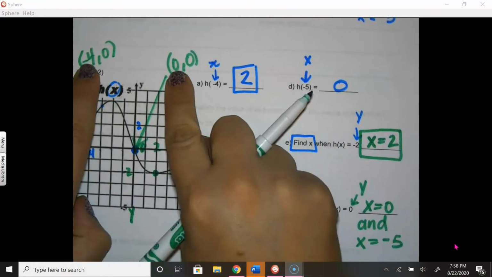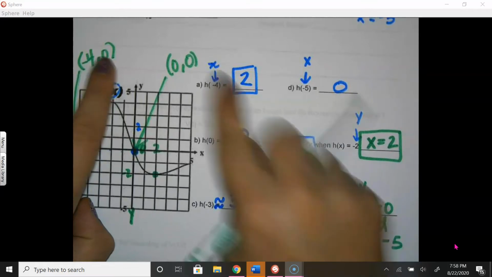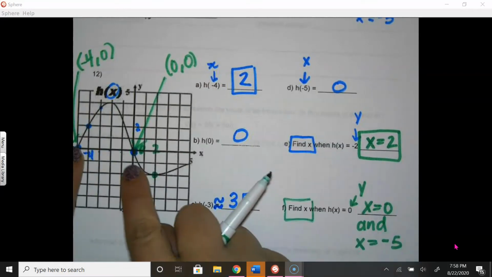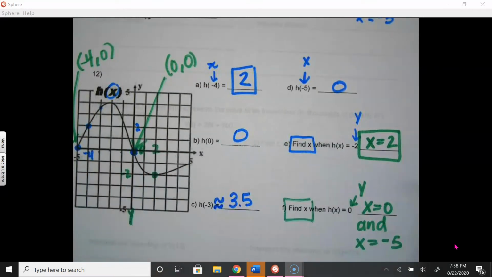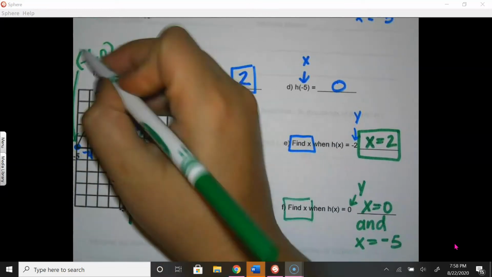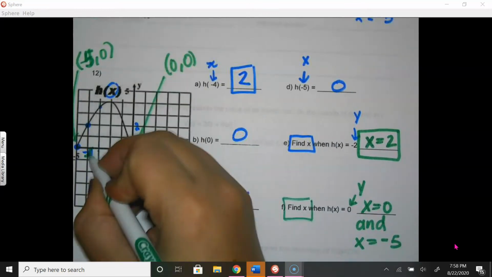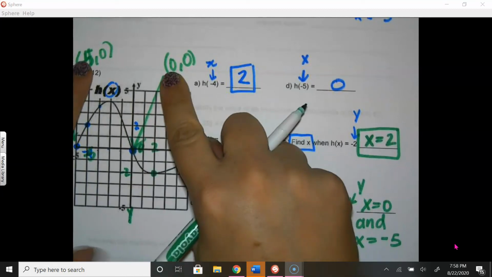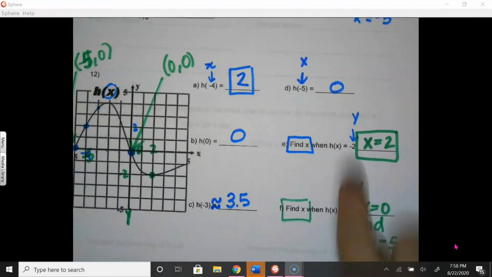So that's what this is saying. What x values have an output of 0? So both negative 5 and 0 both have an output of 0. That's what these are saying here.